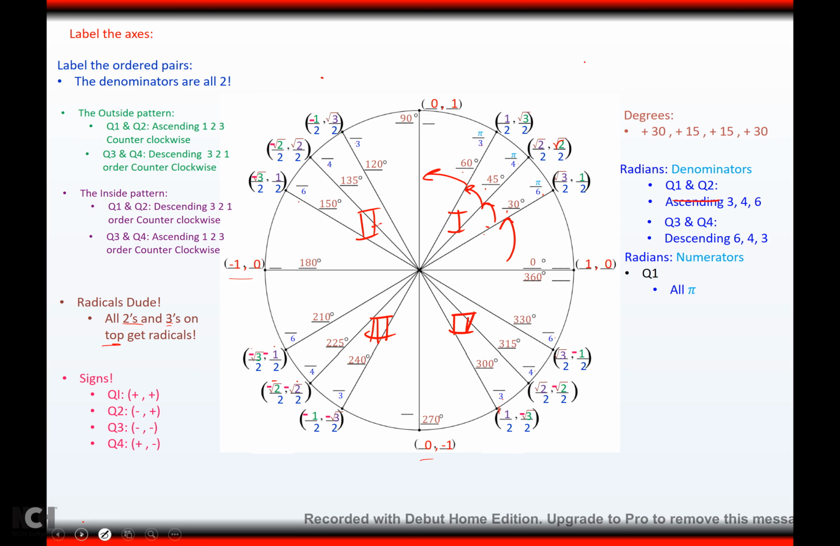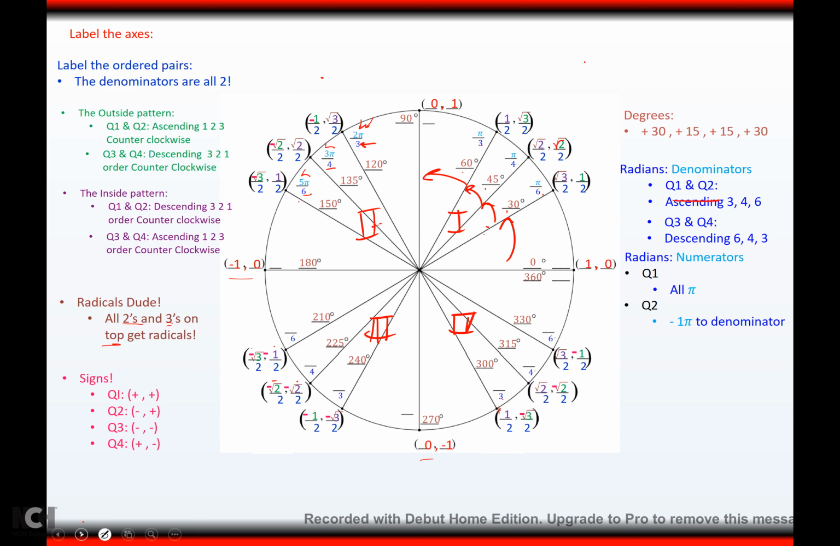Your numerators for quadrant 1, all are pi's. For quadrant 2, subtract 1 and add a pi to the denominator. So my denominator here is 3, 1 less than that is 2, add a pi is 2 pi. Denominator is 4, subtract 1 is 3, add a pi. Denominator is 6, subtract 1 is 5, add a pi.